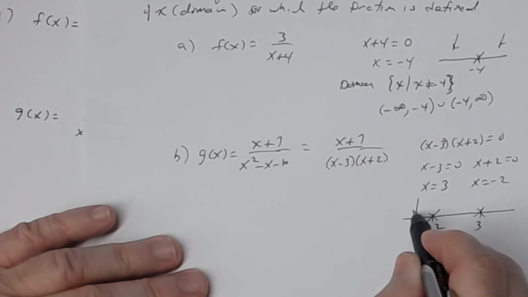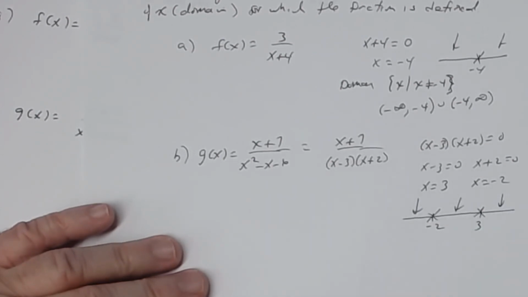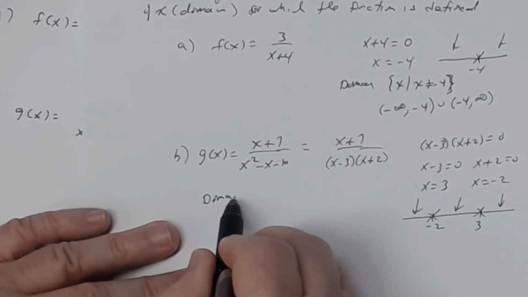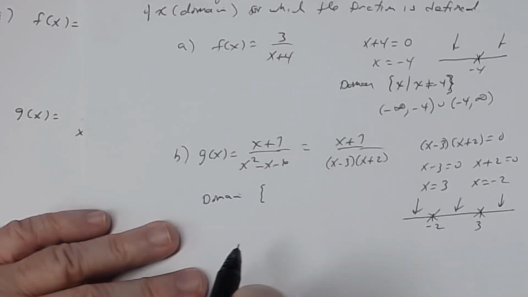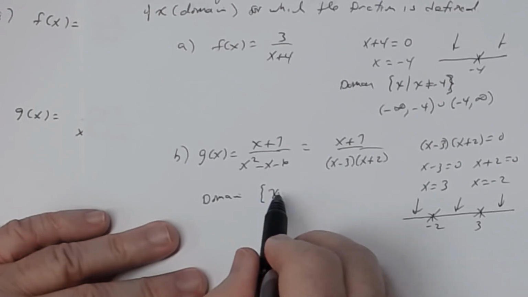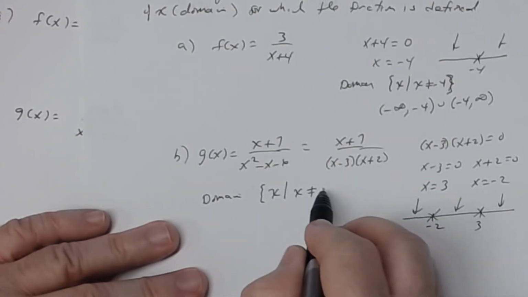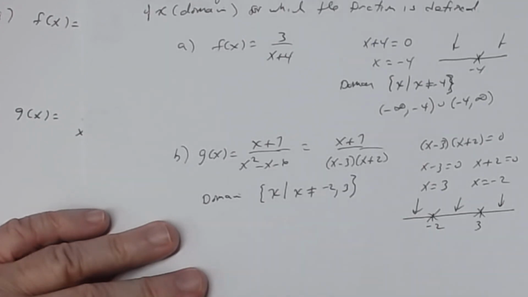And so then the domain would be those three intervals right here. In terms of domain, if you write this in set notation, you would say the set of x's such that x does not equal -2 and 3, just like this. You write just like this.